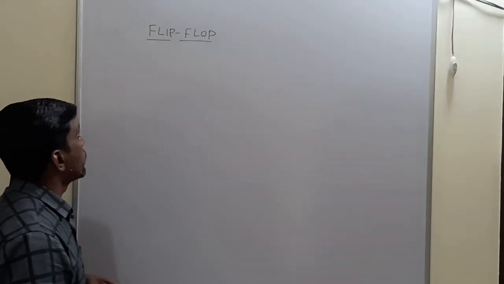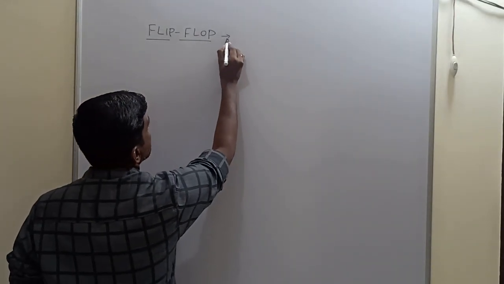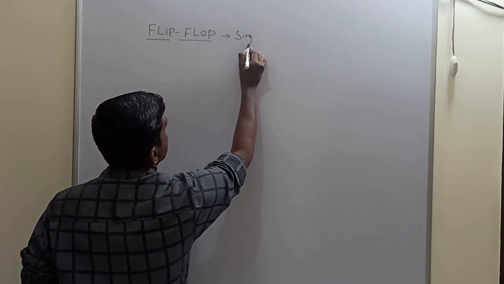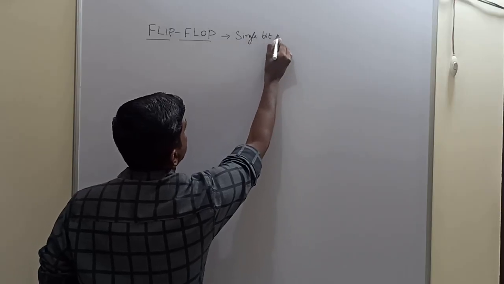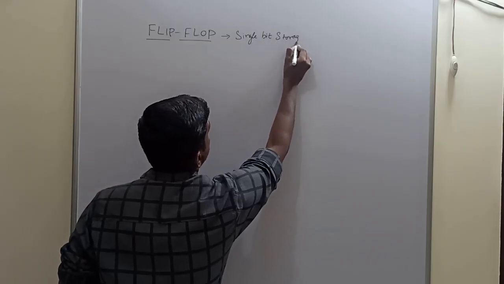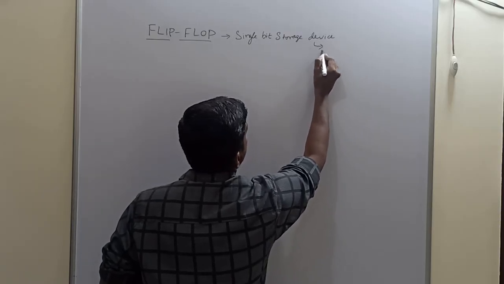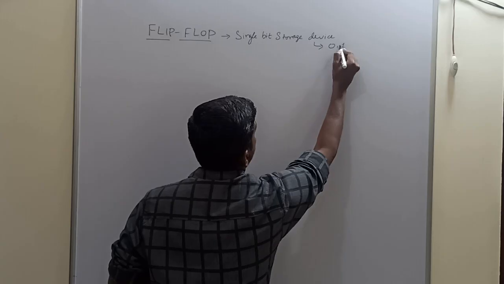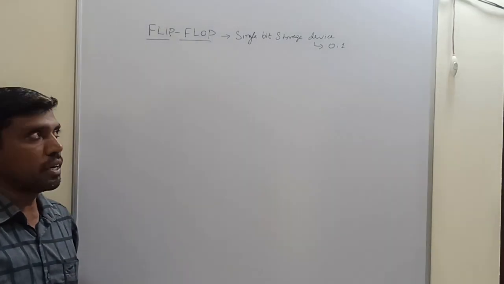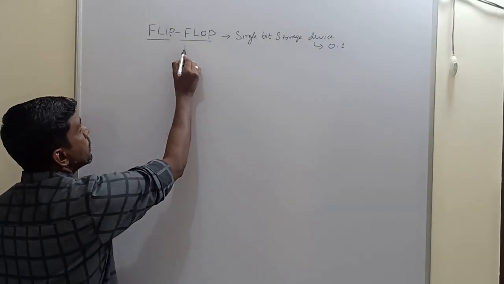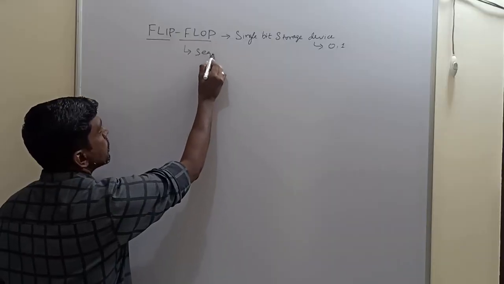So what is a flip-flop? A flip-flop is a single bit storage device. It stores either 0 or 1. So it is a 1 bit storage device. This flip-flop comes under sequential circuits.